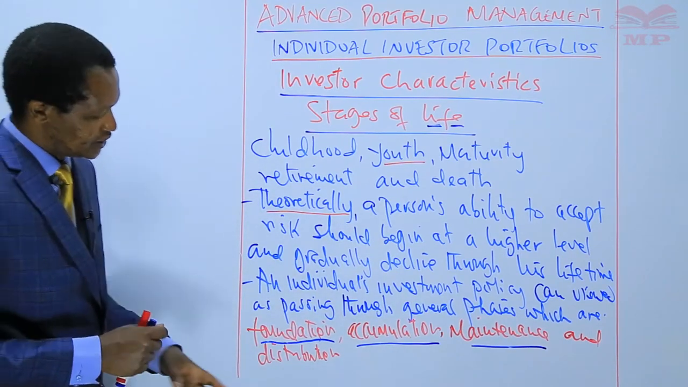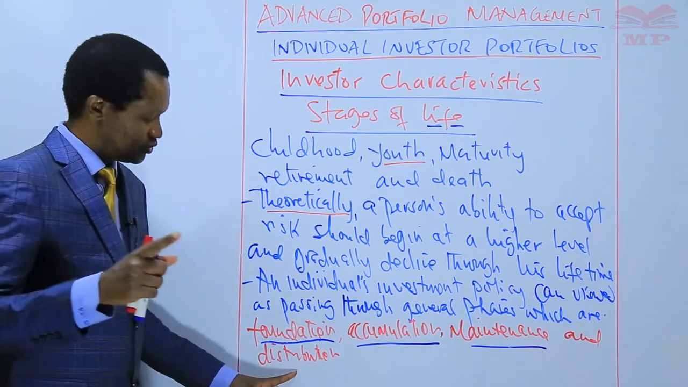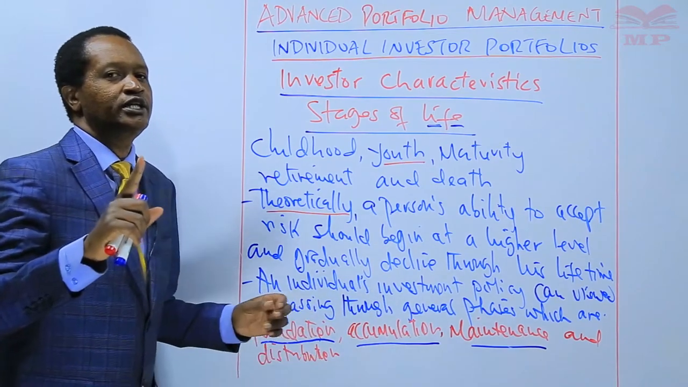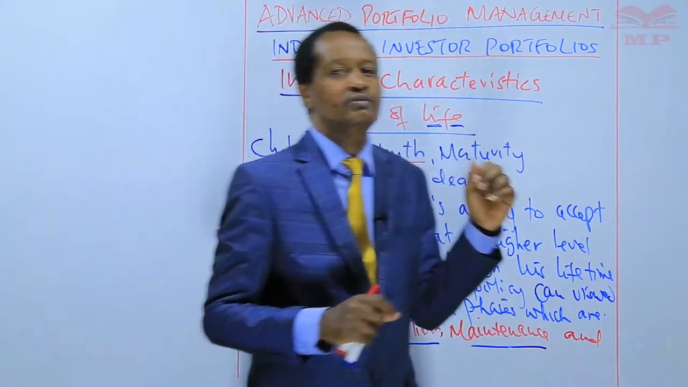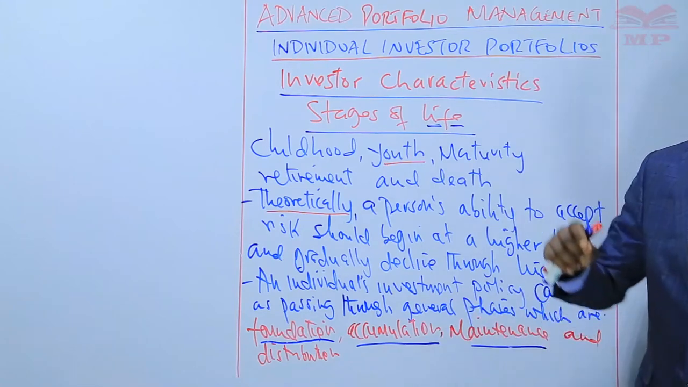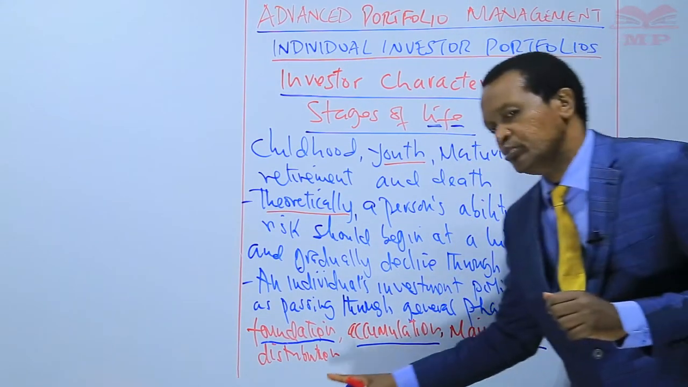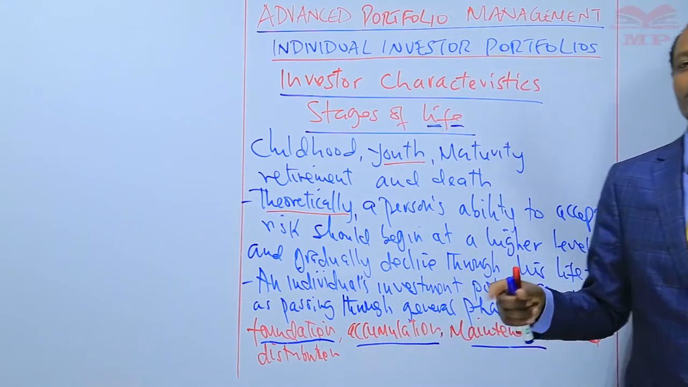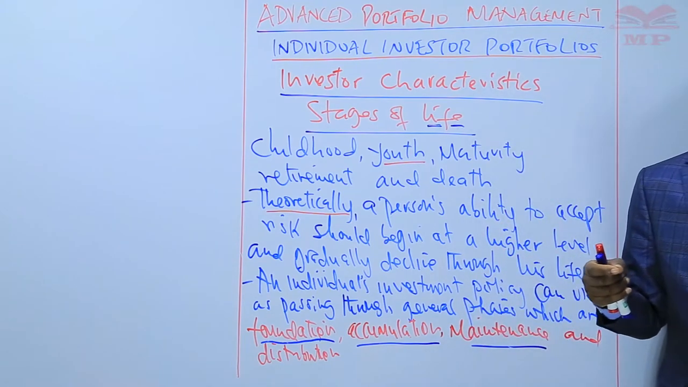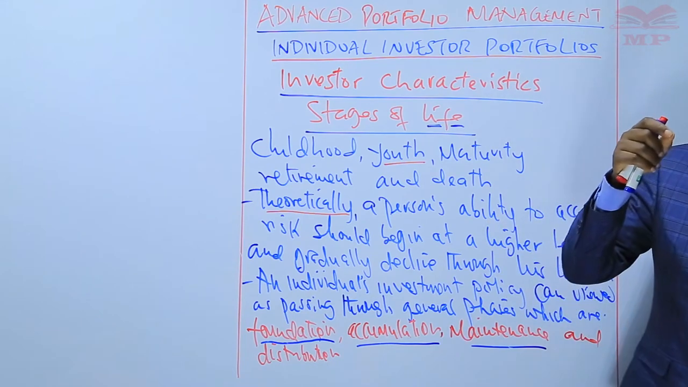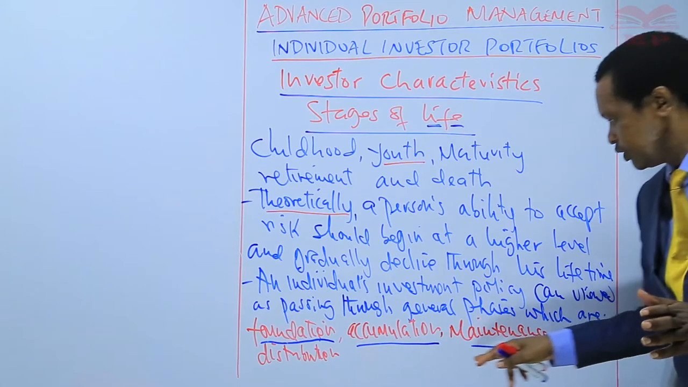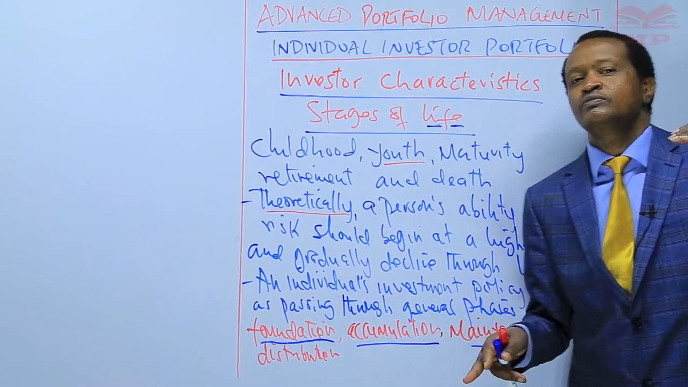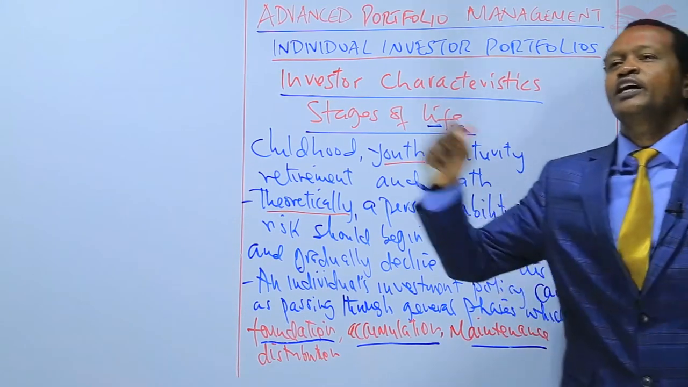Now, how about the distribution phase? In the distribution phase, the accumulated wealth is transferred to other persons. The accumulated wealth is distributed to other persons during the distribution phase. Just as the name suggests, distribution is derived from the word distribute. In the distribution phase, the wealth that has been accumulated and maintained is distributed or transferred to other persons or entities.